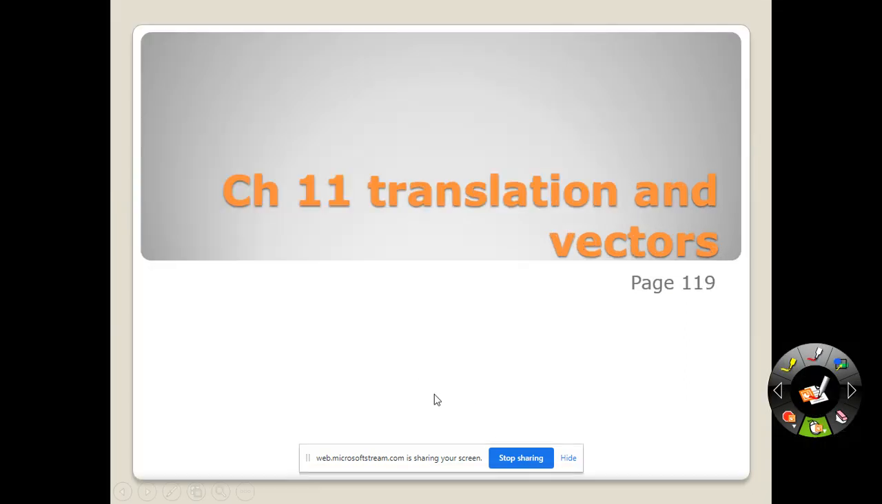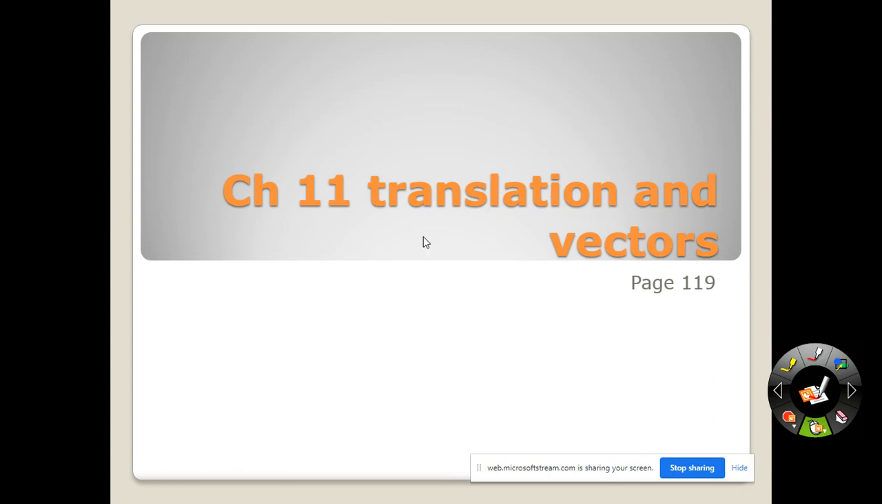Now we'll do this chapter. It's called translation and vectors. It's very important to know what a vector means and what translation means. Okay, let's start.